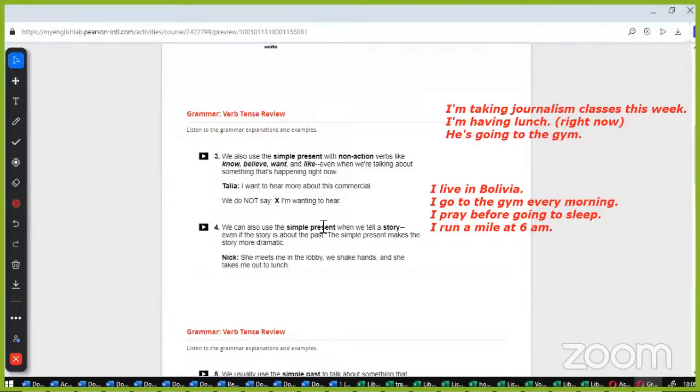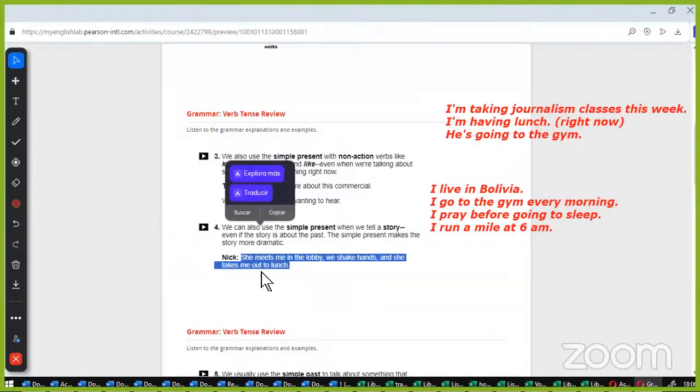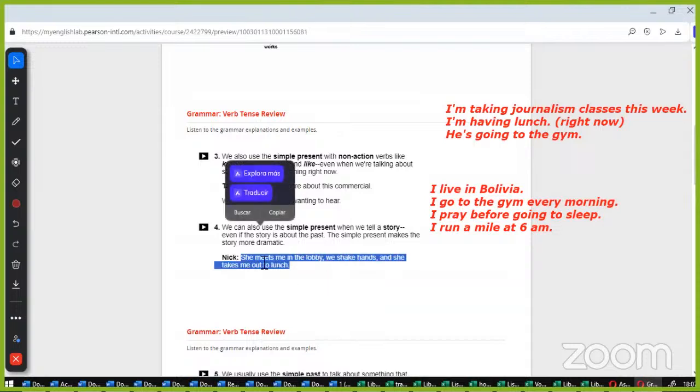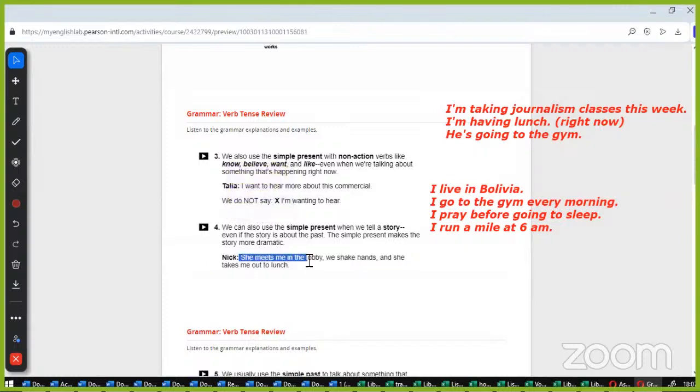And we can also use the simple present when we tell a story to make it more dramatic. Like, she meets me in the lobby, we shake hands, and she takes me out to lunch. So all of them actually, you're telling a story in the past. All of these events happened in the past. However, you want to make it more dramatic, more memorable. So that's why you're telling a story in the past using the simple present.